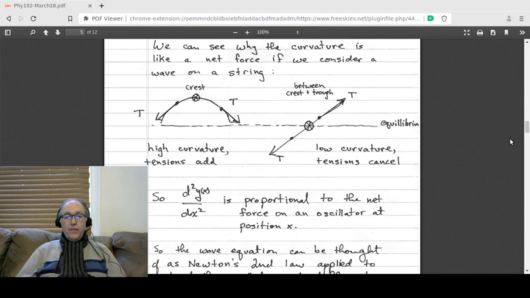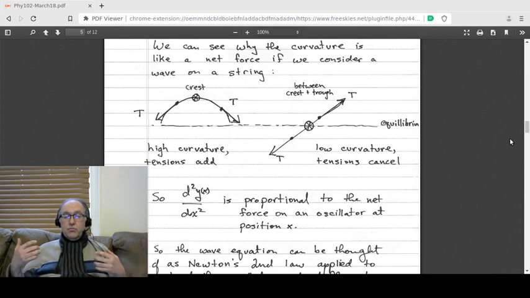Take a look at the crest in the diagram on the left. You see how I have a crest there, and a little circle around an X. I'm saying picture that oscillator at that point right there. It's right at the top of the crest, and it's feeling a tension from the string, a tension to the left and a tension to the right. But notice that the tensions to the left and right are not opposite one another. There is a component to the left and a component to the right, and the left and right components will cancel.